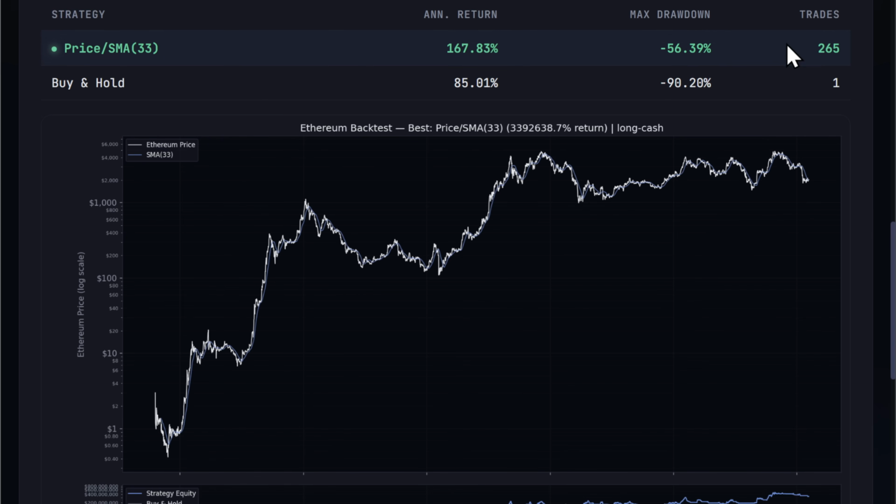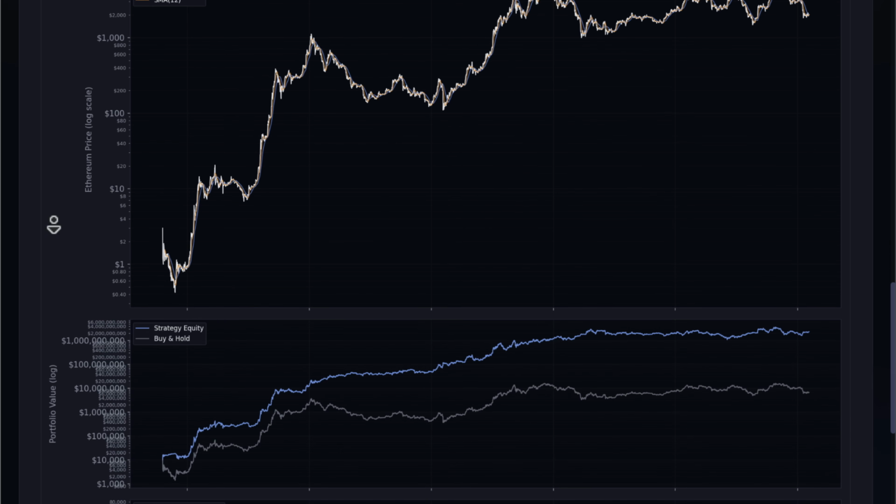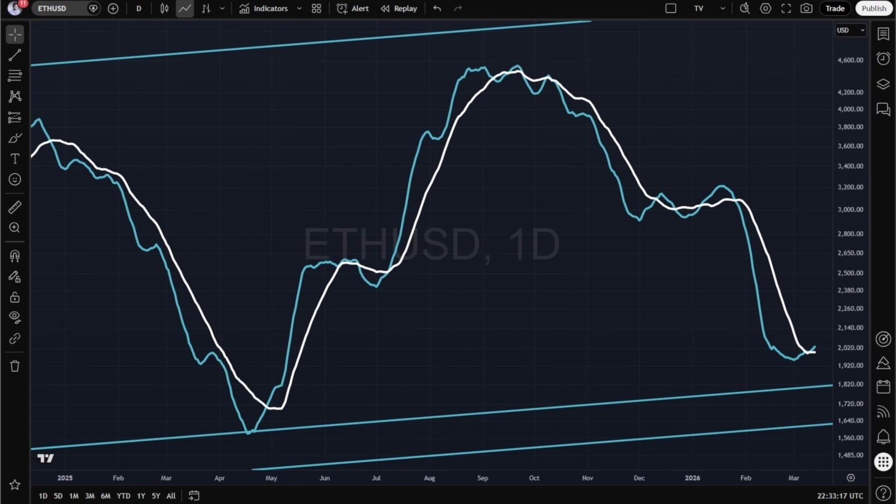With the direct crossing of the moving average, we have 265 trades. We have to trade much more often, we get all of that noise, and we end up with worse performance. So how does this look like over time? Here is the chart. So in gray, we've got the Ethereum price. In blue, we've got the strategy performance. So this is quite promising. How does this look like on a chart? Here it is. The 12-day SMA with the 33-day SMA.